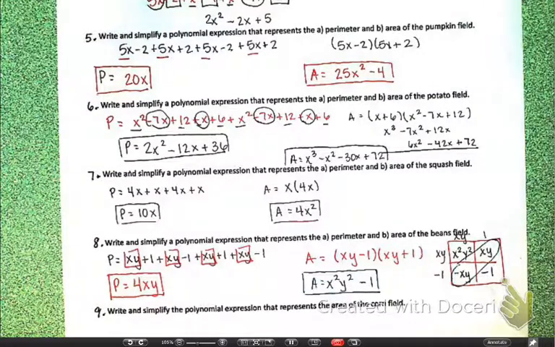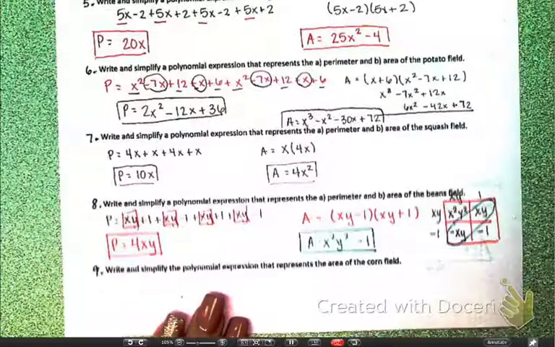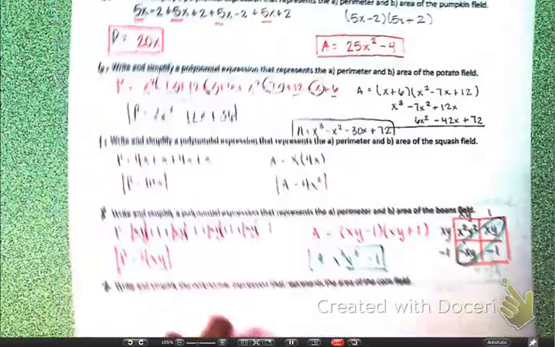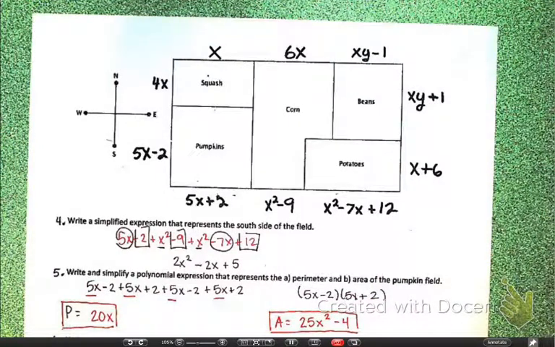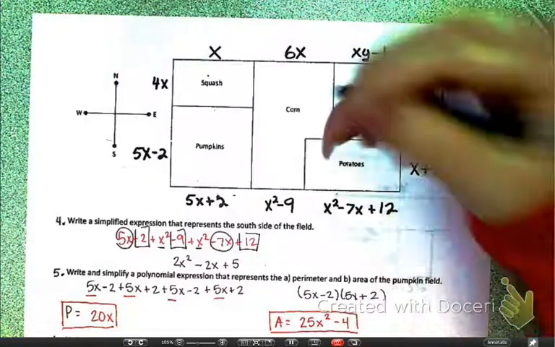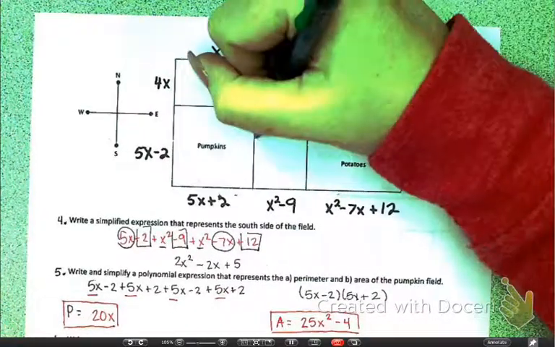Yeah? Okay, last one. Write and simplify a polynomial expression that represents the area of the cornfield. Okay, well, what's wrong with our cornfield? We need to split it into two shapes so that we can actually figure it out. So what would be the easiest split, do you think? Right here, maybe?